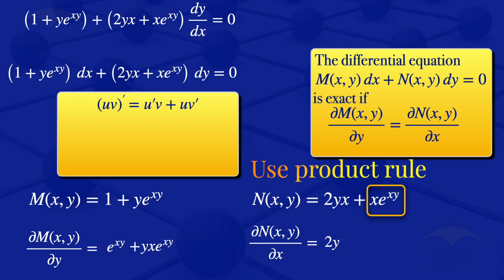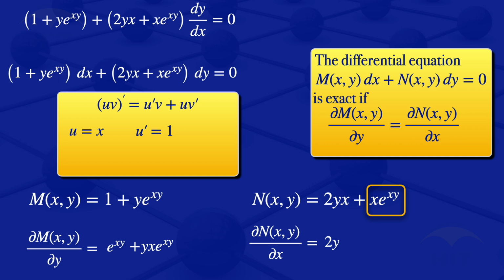The derivative of uv is u'v + uv'. In this case, I'll take my u to be x, differentiate u with respect to x to get u', so u' is equal to 1. My v will be the other part of that product, so v is e^(xy). Differentiate that with respect to x, treating y as a constant, and we have y e^(xy).